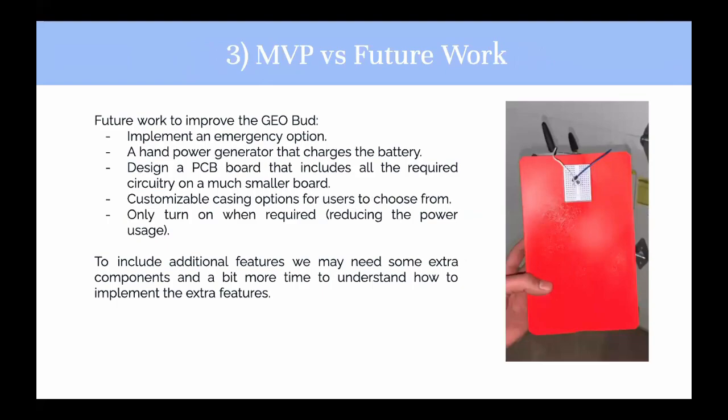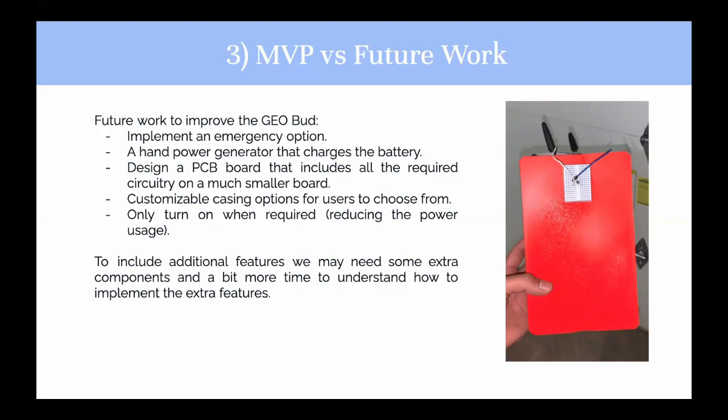For MVPs and future work to improve our GeoBud, we are incorporating an emergency option. This option can be used to inform the police that the user is in danger and send their coordinates. Another idea is a hand power generator that charges the battery. This would require more skills as we would have to utilize DC motors.